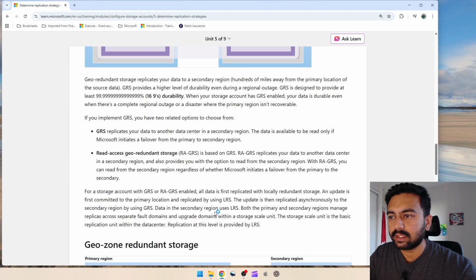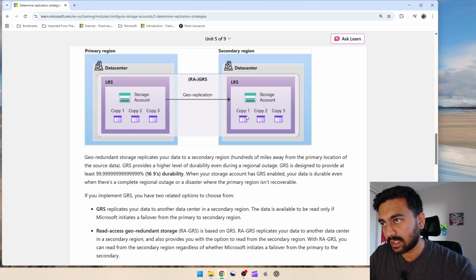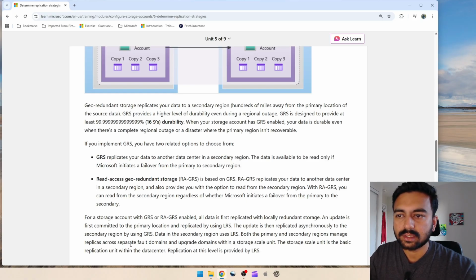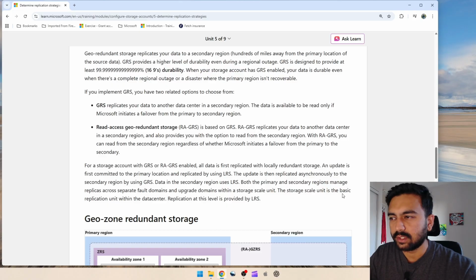Data in the secondary region uses LRS as well. So the secondary region also uses LRS. Both primary and secondary regions manage replications across separate fault domains and upgrade domains within a storage scale unit. What is a storage scale unit? Basically, it's a replication unit within the data center. Replication at this point is provided by LRS.